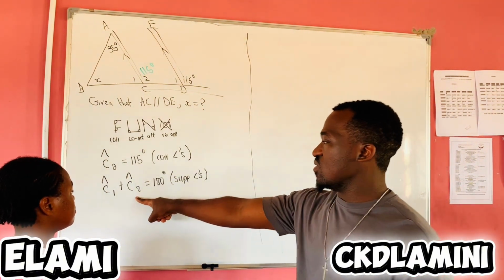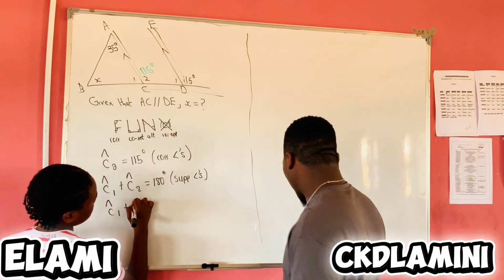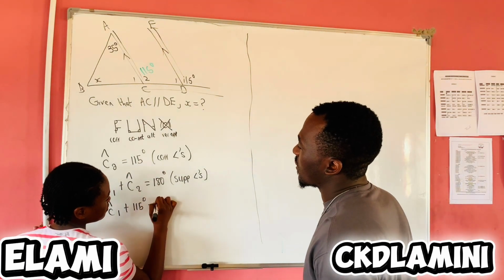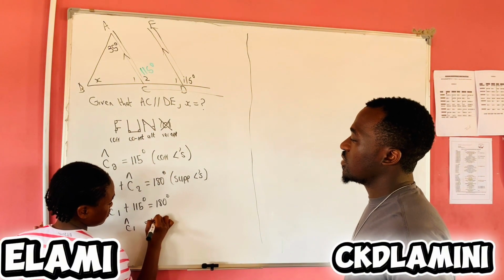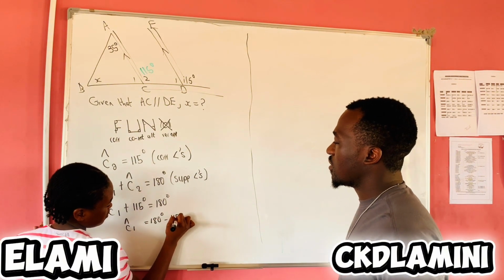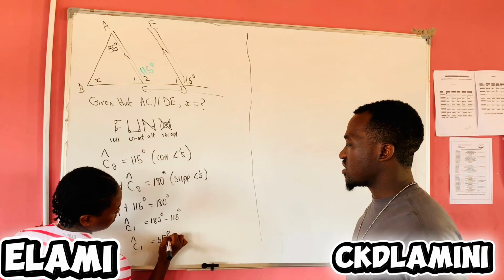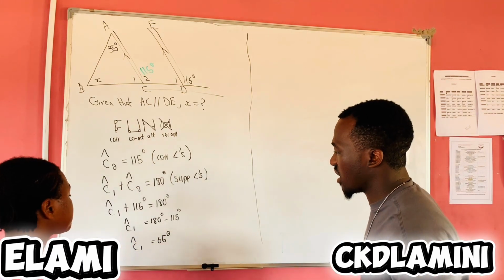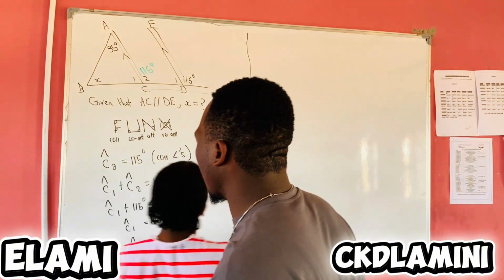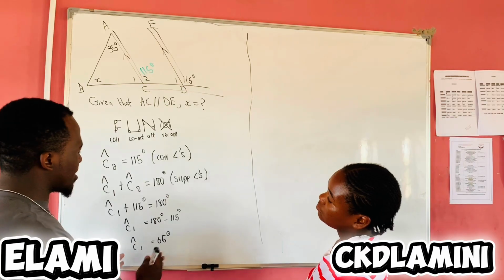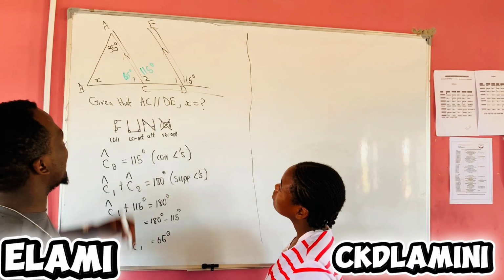Now, do we have C2? Can we substitute and solve for angle C1? Let's solve for angle C1. Okay, our angle C1 is going to be equal to 65 degrees. This is correct. 180 minus 115 degrees, we get 65 degrees. Come this side now so that you can continue writing here. So now we already know that angle C1 is 65 degrees, so here we have 65 degrees.